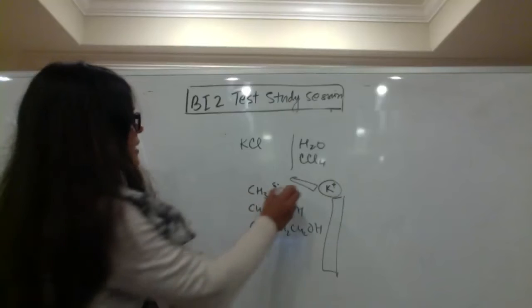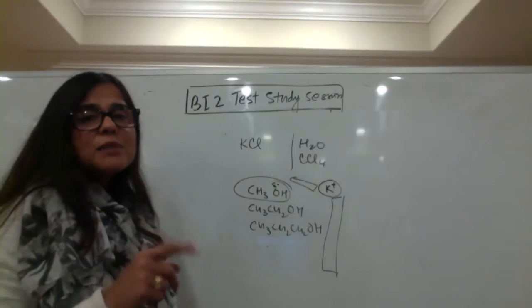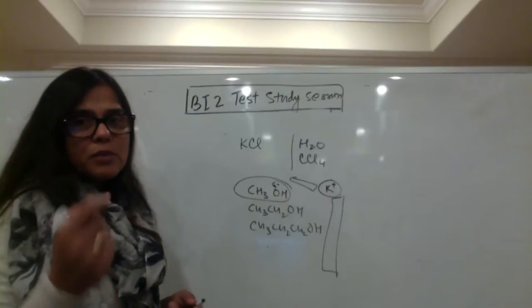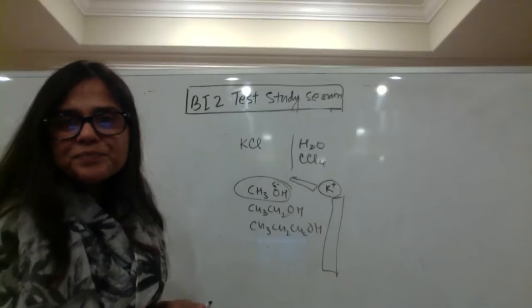So in this case, the smallest molecule had the highest solubility in KCl. But the concept is like dissolves like. So if it is a polar substance, it will dissolve in water and polar solvents.